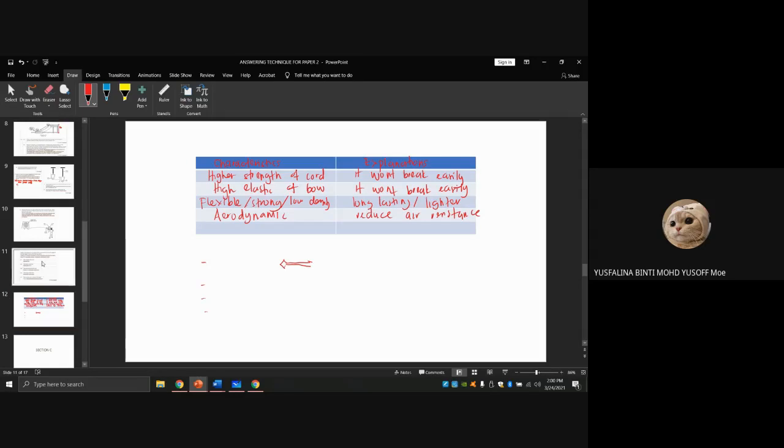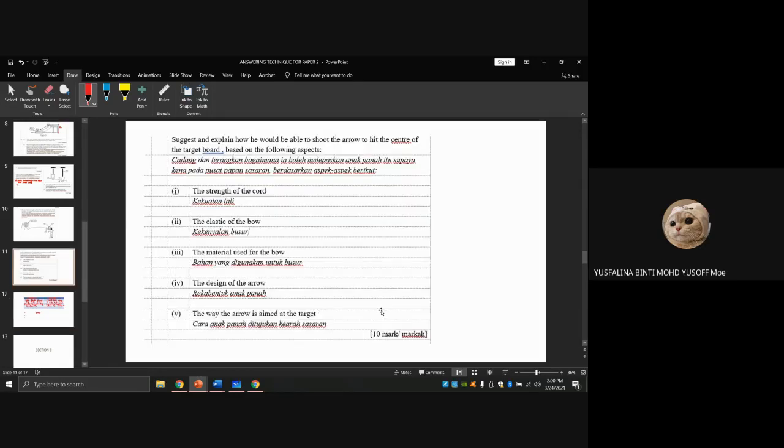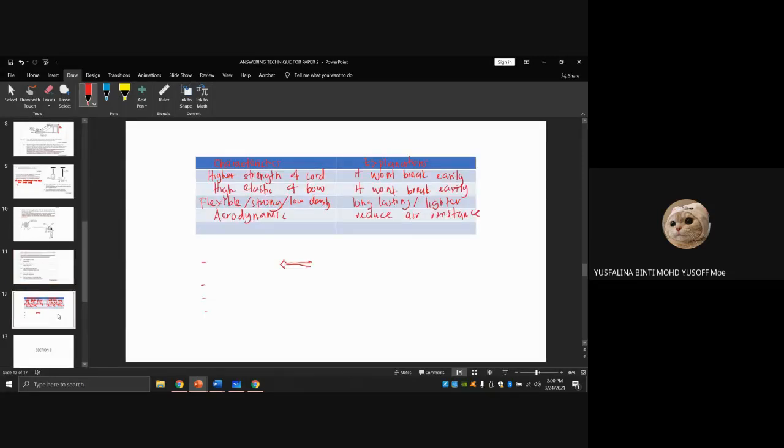The next one is the way the arrow is aimed at the target. So how do we aim at the target? If you watch the Olympics, what do they actually do?